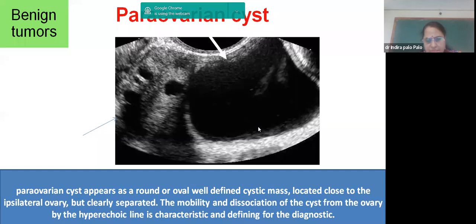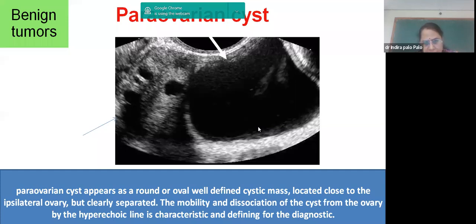A para-ovarian cyst appears as a round or oval cystic mass located close to the ipsilateral ovary. But if it is an ovarian mass, it appears like a crescent shape, meaning the ovary appears to enclose the mass. But here the sliding sign will be positive. If you give pressure with your probe, then the mass appears to separate from each other, and you can have a thick space between the ovary and the para-ovarian cyst.